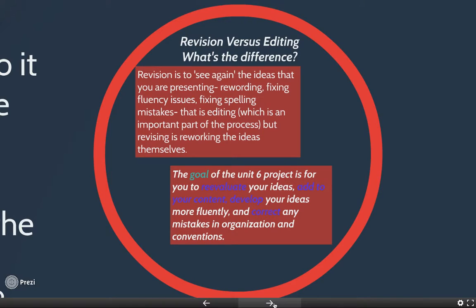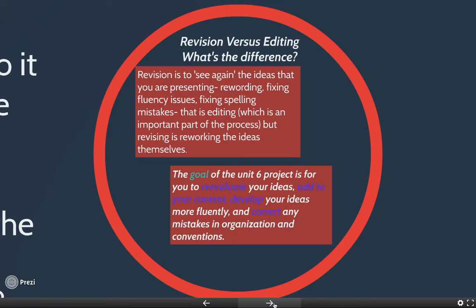A lot of students say, oh, I just need to go in, throw some commas in there, correct my capitalization, add some periods, and I'm good to go. And that's not true. There is a difference between revising and editing. Think about revision as seeing again the ideas that you're presenting, rethinking them. So you're going to think about that main idea. Is it clear? If you're just rewording things, fixing some fluency issues, fixing spelling, that's editing, which is a very important part of this process, but it is not the same as revision.